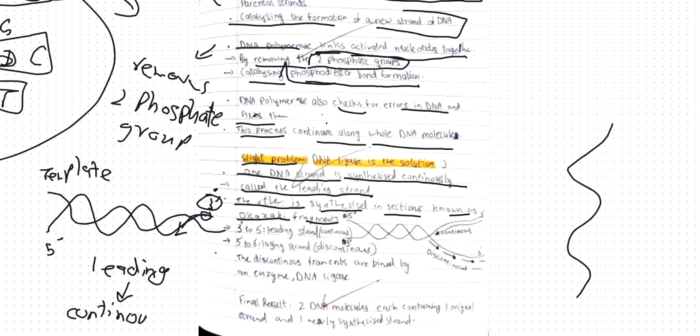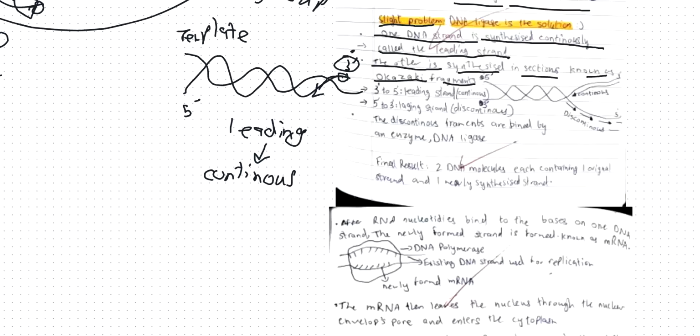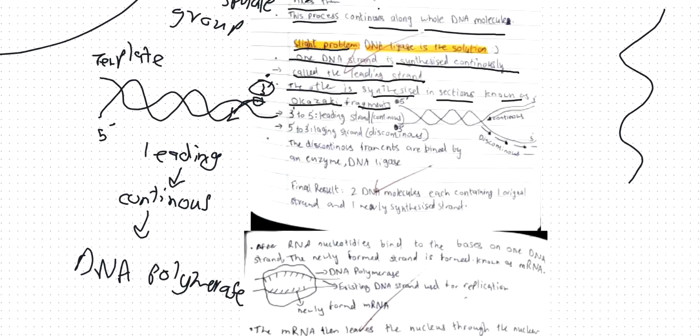hydrogen bonding because the DNA polymerase will continuously form new hydrogen bonds. But this is not the case for the lagging strand or the Okazaki fragments. The lagging strand, which goes from 5 to 3, is discontinuous.